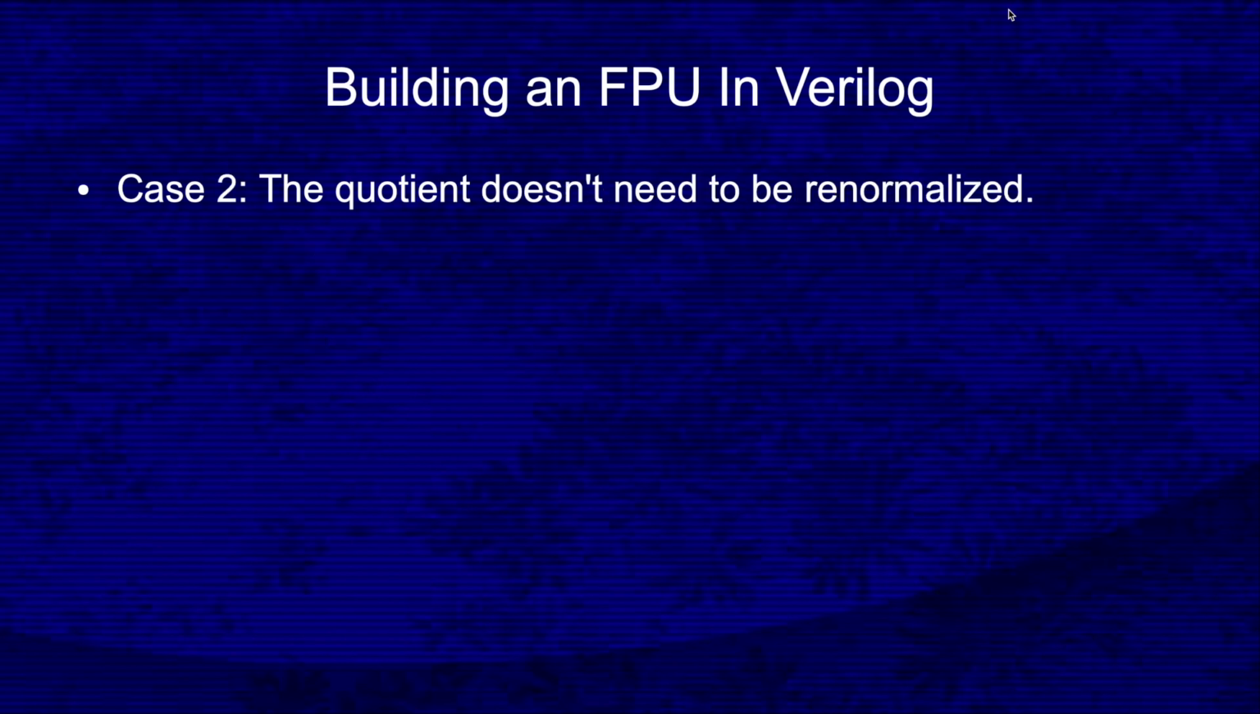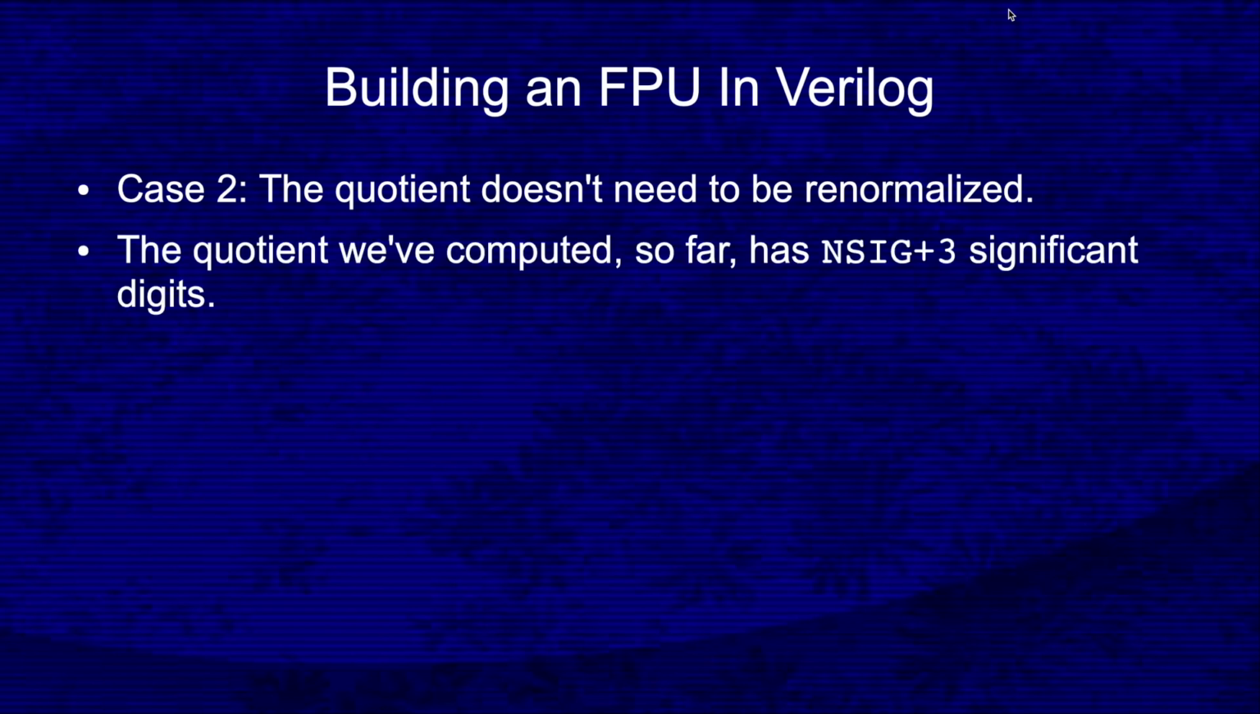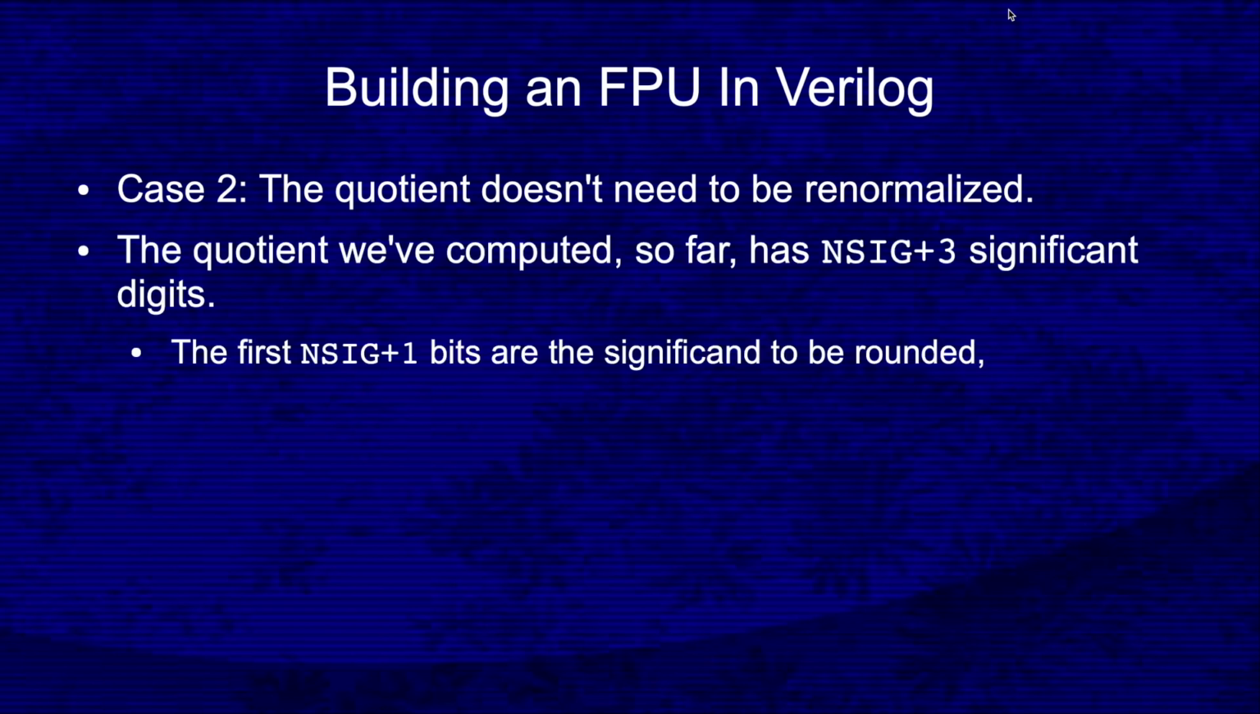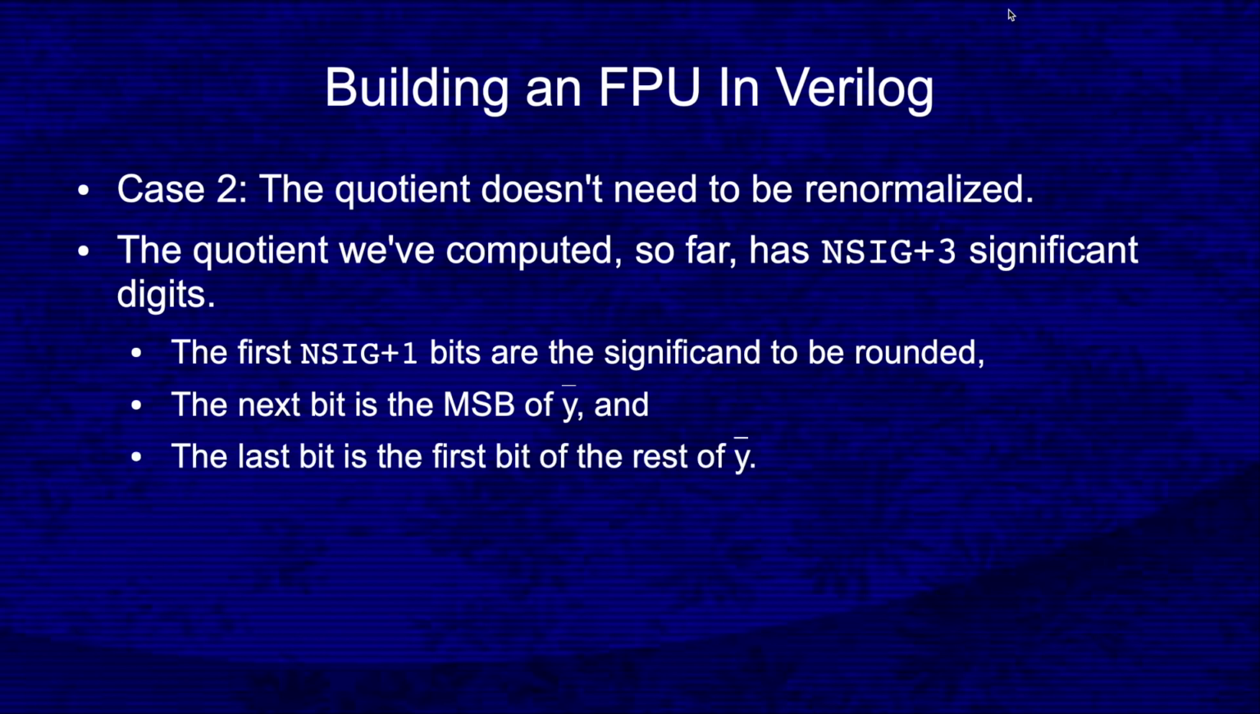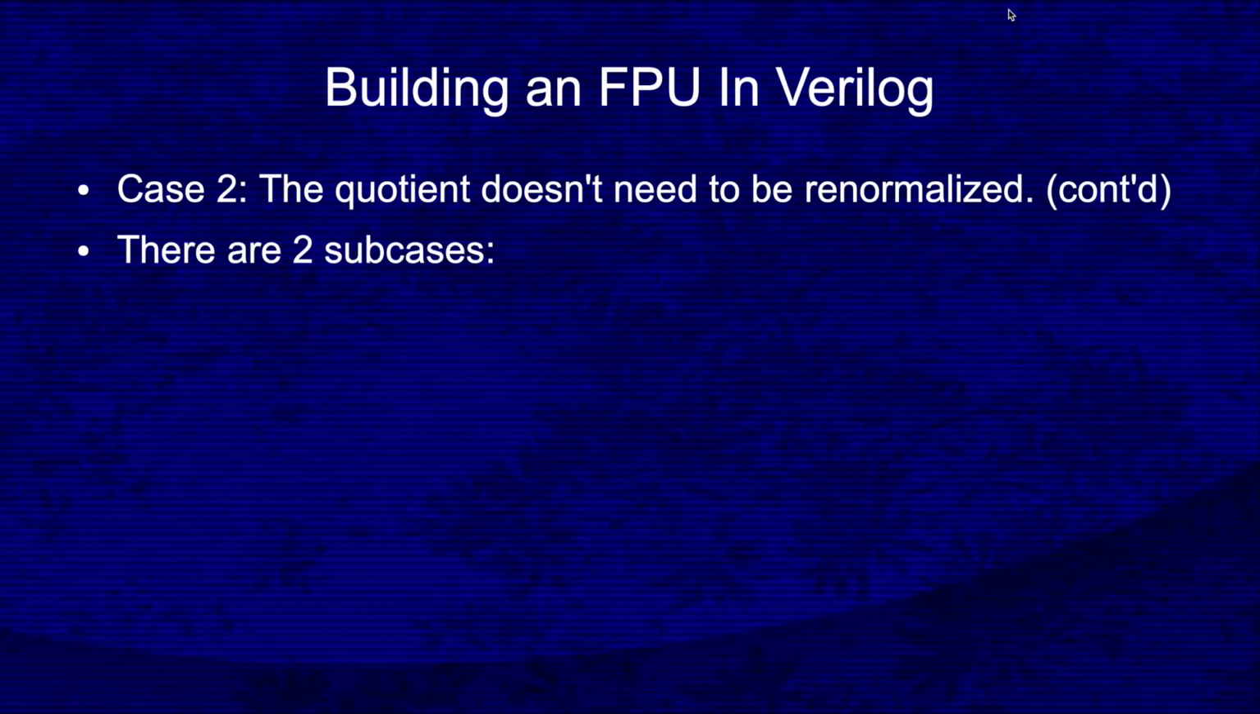Now we consider the case that the quotient significand doesn't need to be renormalized. We've computed NSIG plus 3 bits of the quotient. Again, the first NSIG plus 1 bits are the significand to be rounded. The next bit is the most significant bit of Y bar. The last bit is the first of the remaining bits of Y bar. We now have two subcases.